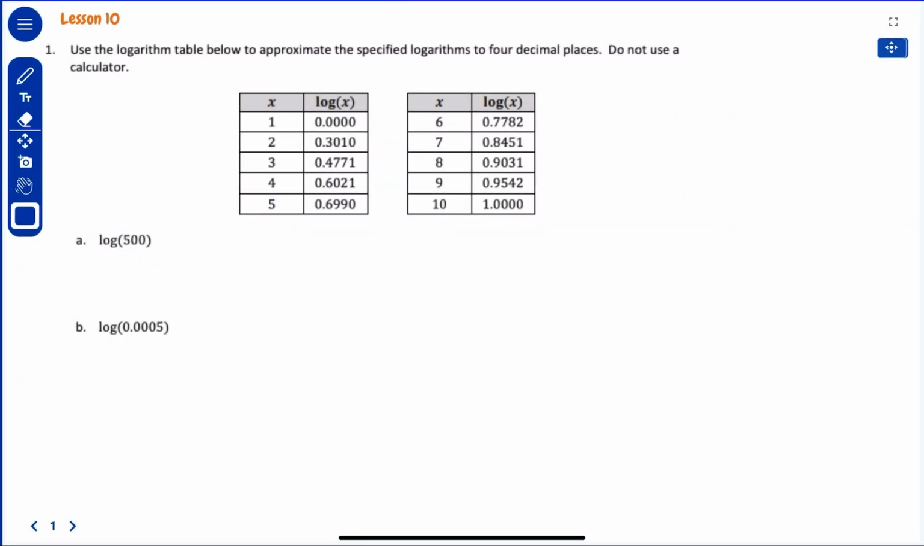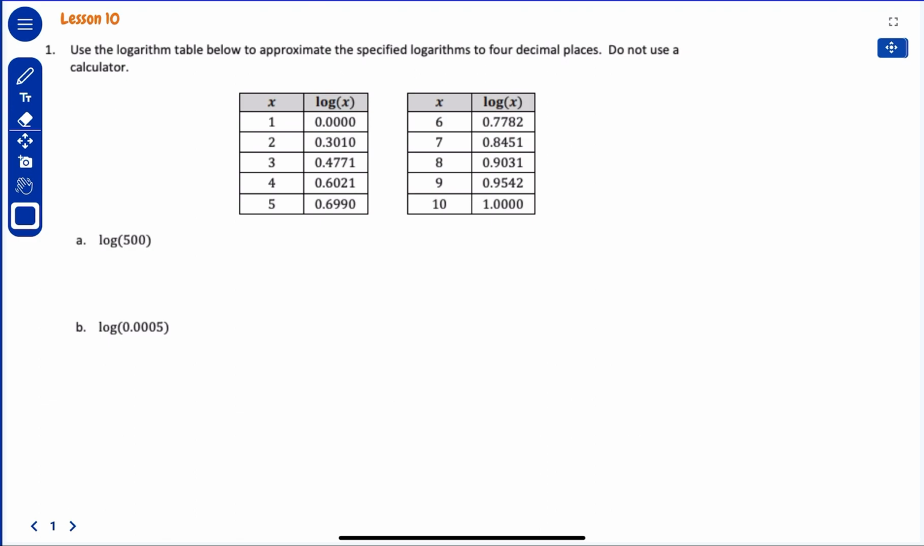Algebra 2, Module 3, Lesson 10. Using the logarithm table below, approximate the specified logarithms to 4 decimal places. I'll get there in a second. Do not use a calculator. Okay? Now, if you watched your video, you'll know how to do this.